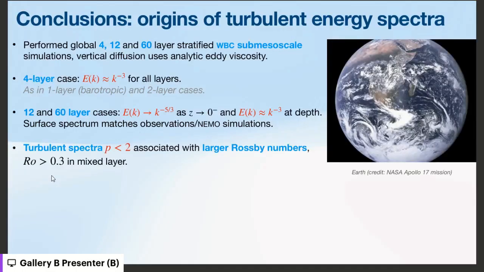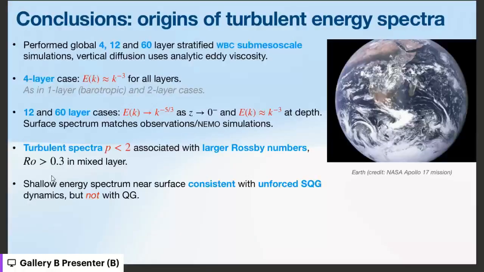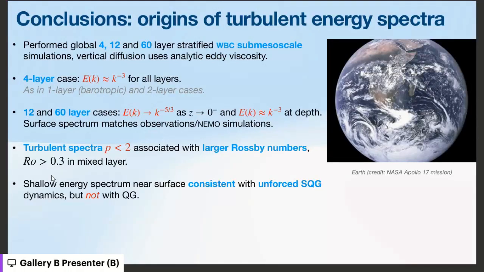Turbulent spectra are associated with larger Rossby numbers in the mixed layer, and the shallow energy spectrum near the surface is consistent with unforced SQG dynamics, but not with QG. And in fact, what we've seen is that QG makes an appearance briefly in that little excursion to a -3.8 slope. And we also see something similar to our 1 and 2 layer barotropic results at mid depths.